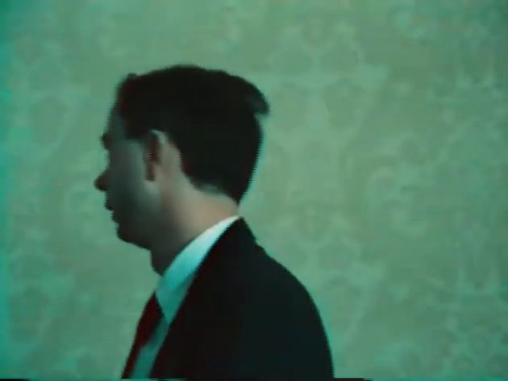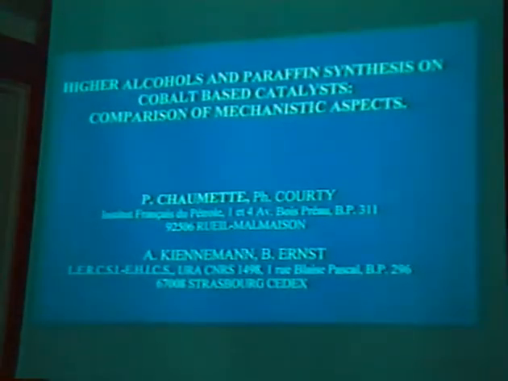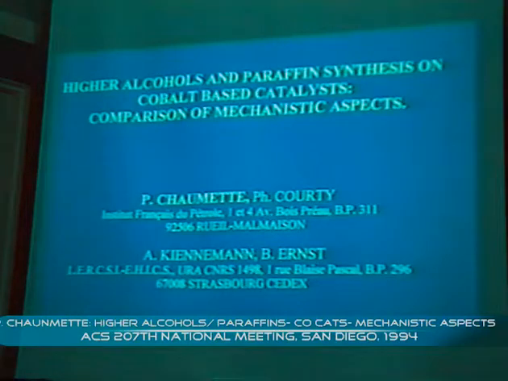So as was just mentioned by Professor Ross, this work was performed in collaboration with the University of Strasbourg, Professor Kiennemann and Barbara Ernst, who is performing a PhD in Strasbourg at the moment, and of course by Dr. Kurti, who is at the head of the Kinetic and Catalysis department, and did a lot of work on alcohol synthesis catalyst, and myself.